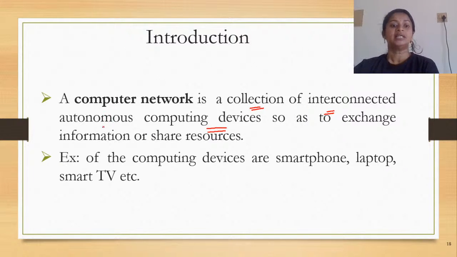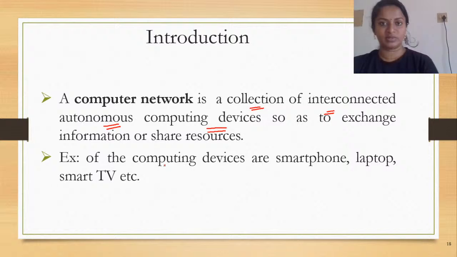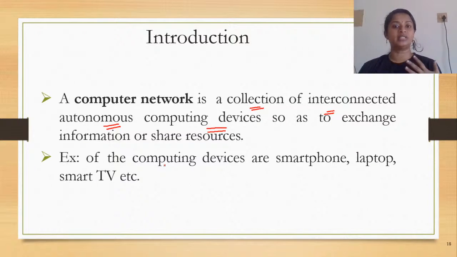Now, what else? See the next terminology. It says autonomous computing devices. Now, what do you mean by autonomous? Autonomous meaning that nobody is having a control over the other. Each of the devices is an autonomous device. That means the start of the operation, the stop of the operation, and also the control is not being controlled by any other devices. It is working on its own.